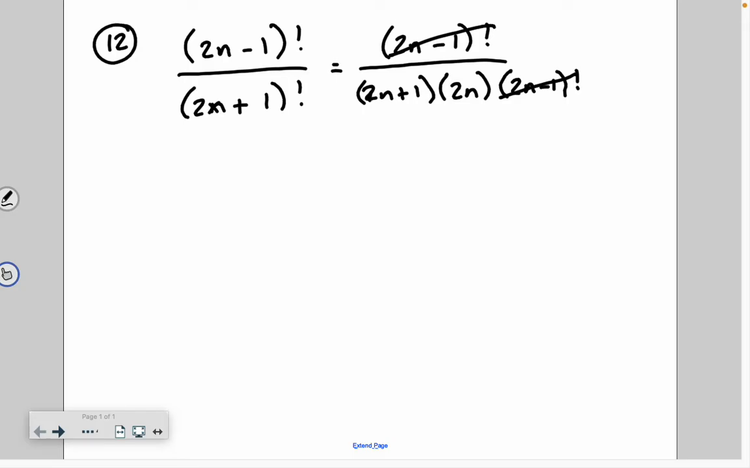Okay? Yeah? Do the factorials cancel also? Yes, because when you cancel, remember what the factorial is. It's just a bunch of factors. So you're canceling all the factors. Therefore, you're canceling the factorial.